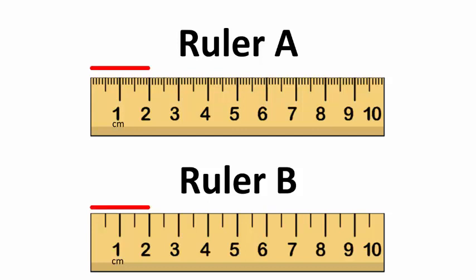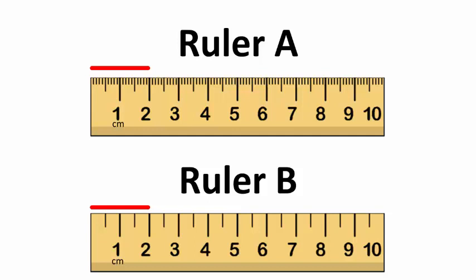Now consider measuring a length of string using both rulers. Both rulers will read 2 centimeters. But using ruler A, we can reliably say that the measured string length is precise to within 1 millimeter.